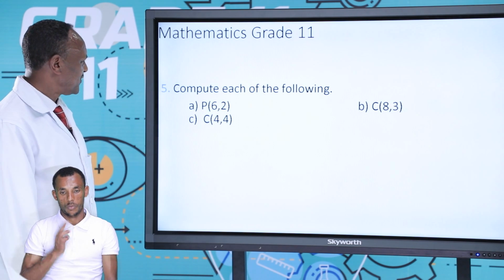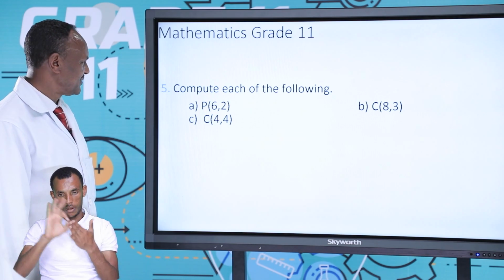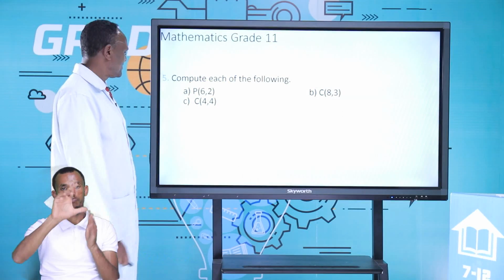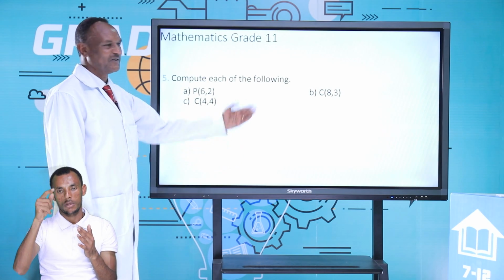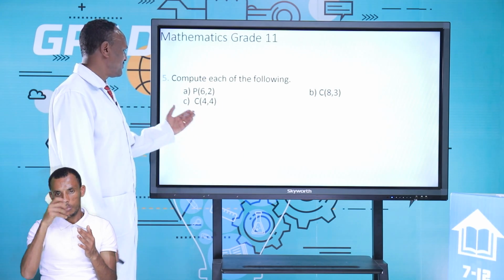We are given also number 5. I will give that 3 minutes. What is the permutation of 6,2? Combination of 8,3. Combination of 4,4.